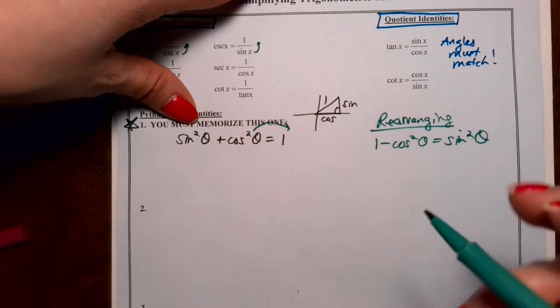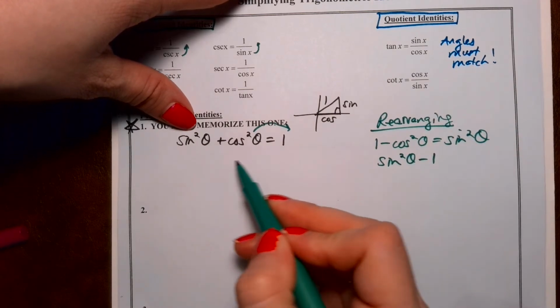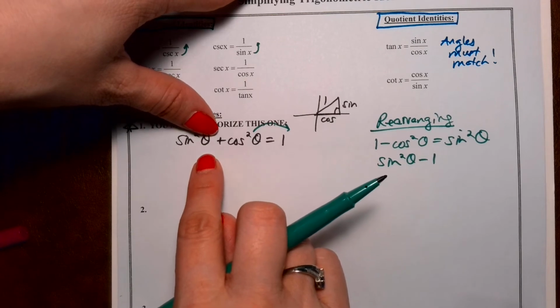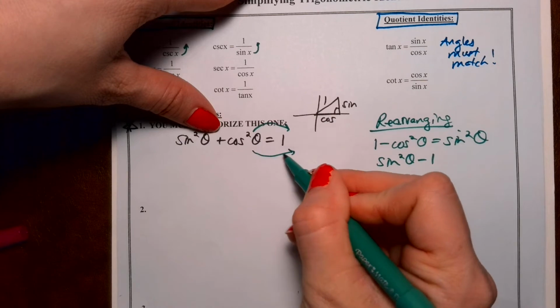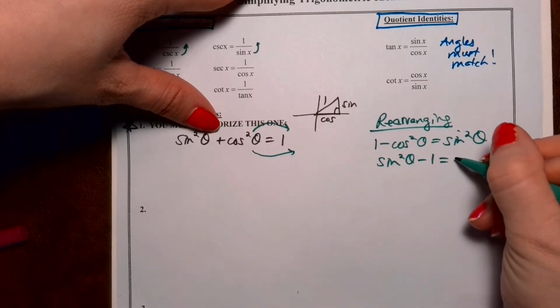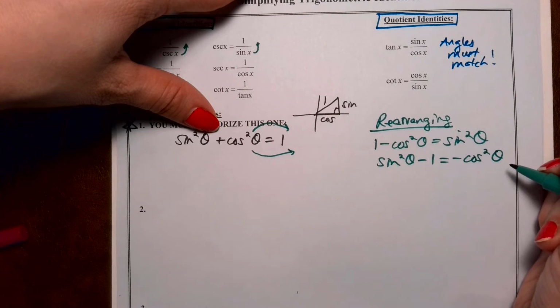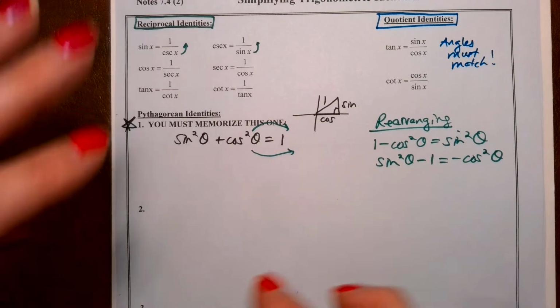What if we happen to see sine squared of theta minus a 1? What if the 1 was subtracted and on the left, and that was the only thing there? That would mean that the cosine squared would have to be on the right, which would make him a negative cosine squared of theta. Okay? There's a whole bunch more, of course, but this is what you would do.